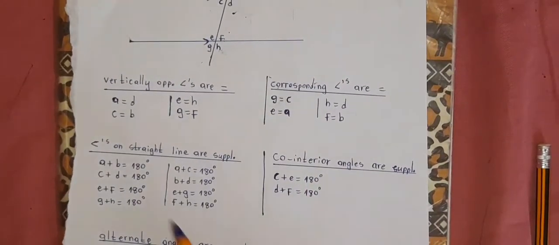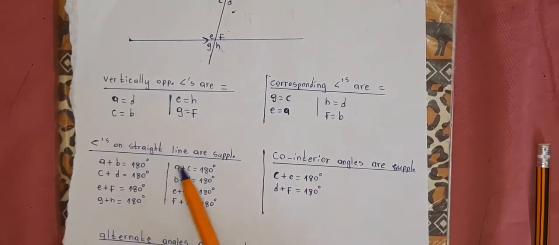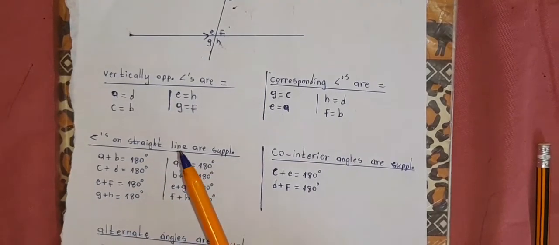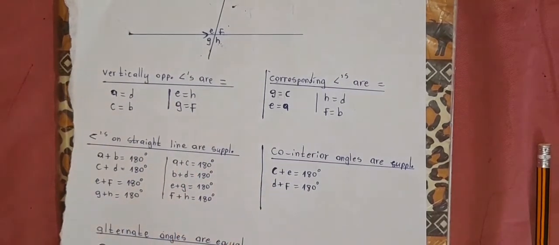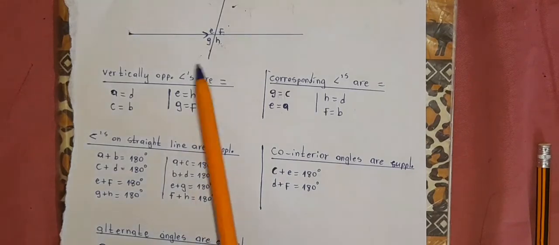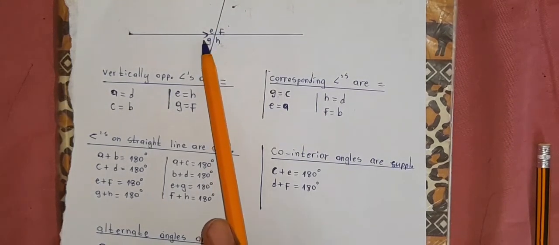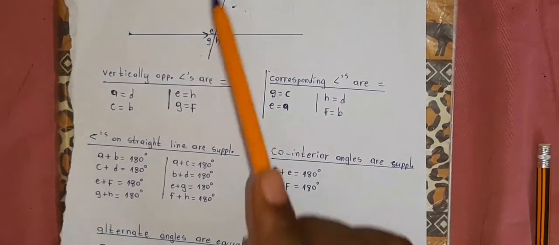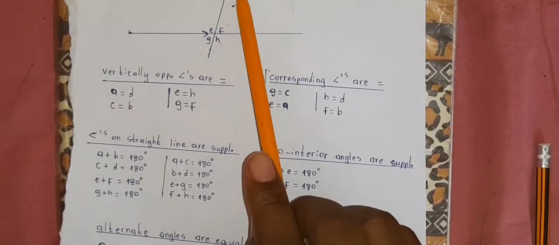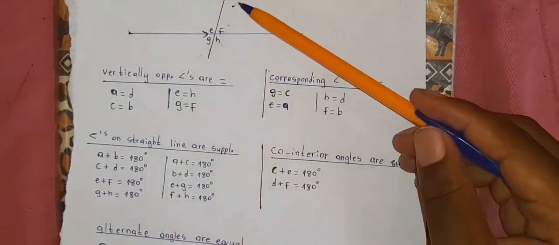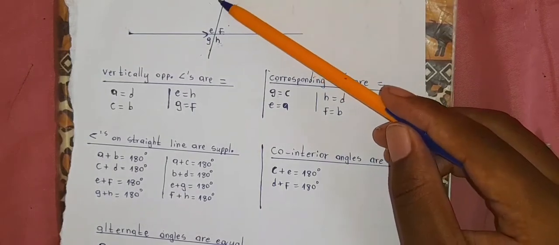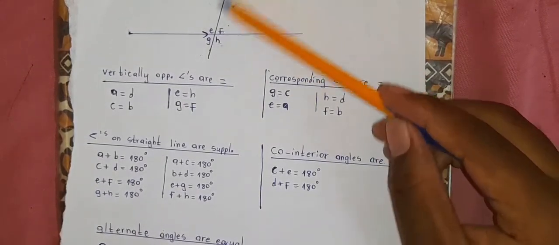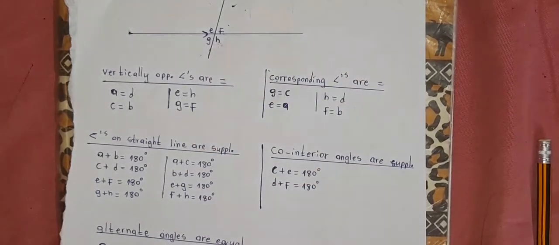And we have angles on a straight line. We know that angles on a straight line are supplementary. What is supplementary? That means they add up to 180 degrees. So this angle plus this angle is 180. This angle plus this angle is 180 degrees. This and this plus this is also 180. Also this plus this is 180 degrees. This plus this is 180 degrees because they are on a straight line, like this here. And yeah, like I wrote, you can write down this in your notes.